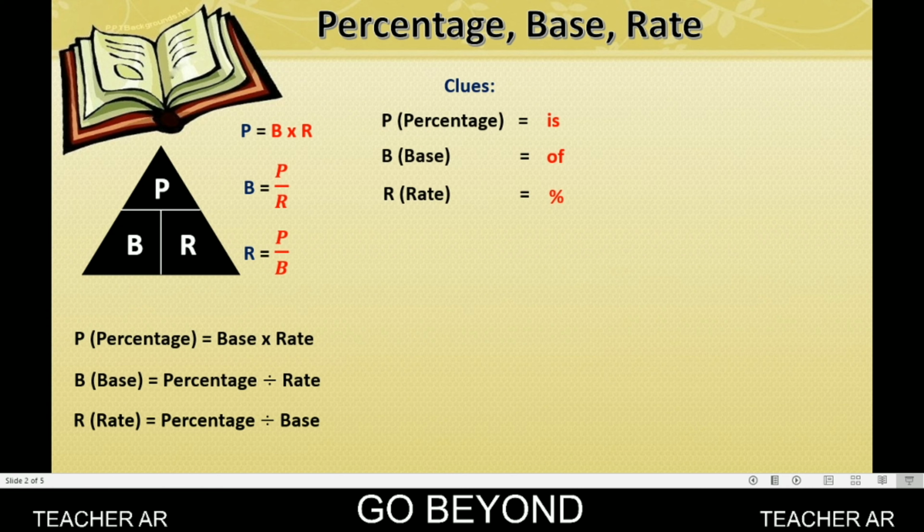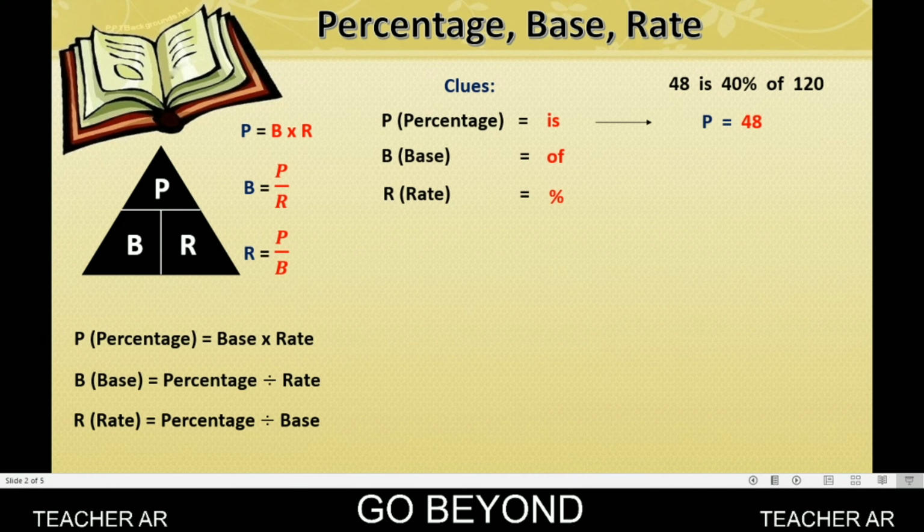Okay, let's have an example. Here, 48 is 40% of 120. So, what is our percentage in the given? 48 is 40% of 120. So, is, clue word ni percentage ay is. So, sino dyan? Anong number katabi ni is? So, our percentage in the problem or in the given is 48.